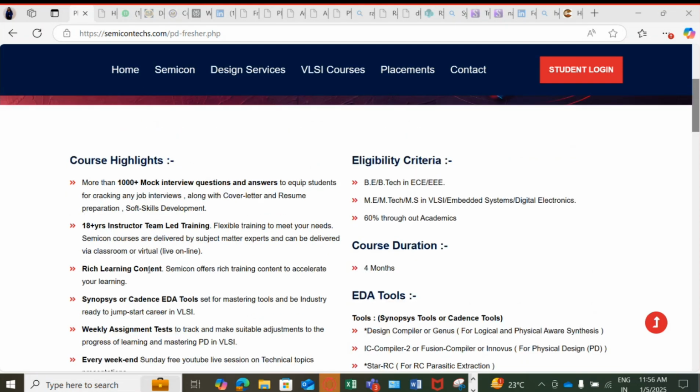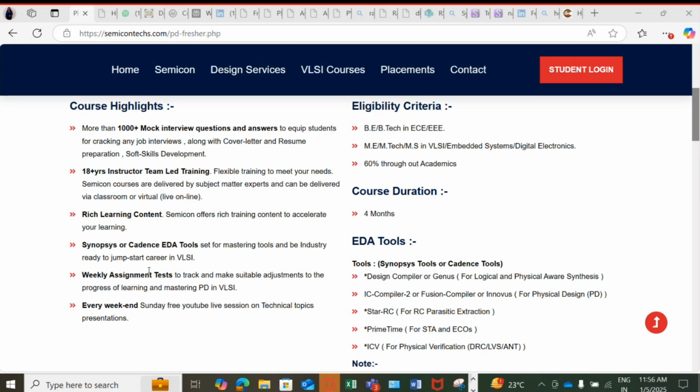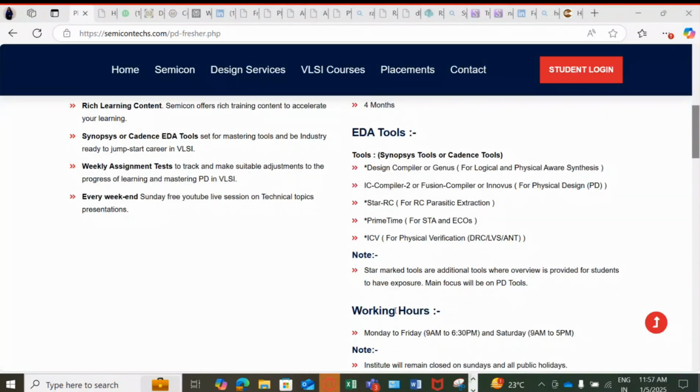Any questions on the course highlights? Anybody? All clear on the course highlights? So we'll get 24 hours access to tools, right? No, it is not 24 hours. In the working hours, we'll have the tool access. I will be coming to the EDA tools part where I will be explaining the EDA tools which we are providing and what the timings are. So it's all covered in the working hours as well.